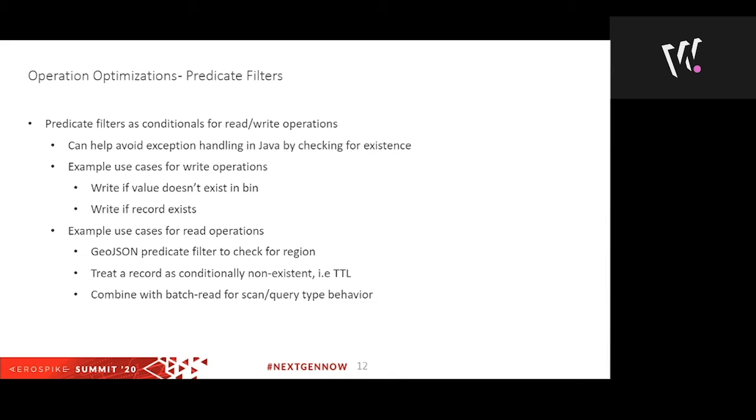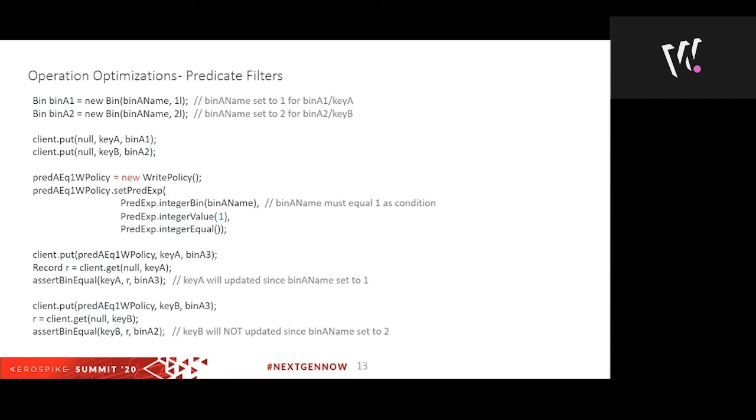Other example use cases for write operations: you could write if a value didn't exist in your bin. For read operations, for example, you want to check for a region before doing your read op, or you might want to treat a record as conditionally non-existent, for example, using a TTL value. The third example use case is you might want to combine it with batch read for having a scan query type behavior when using these predicate filters.